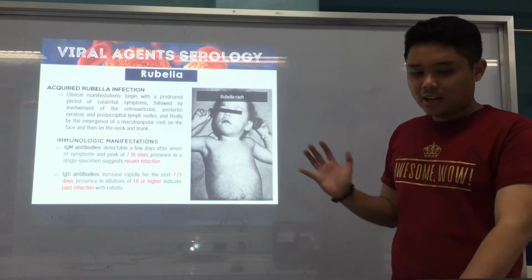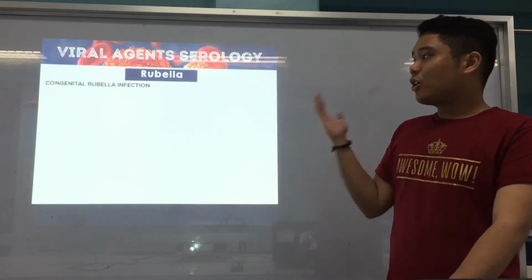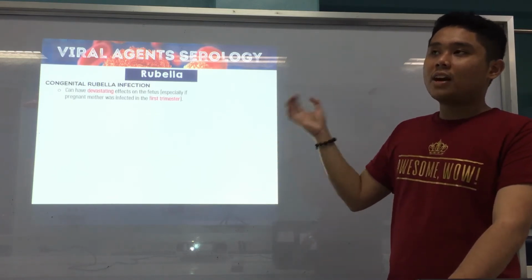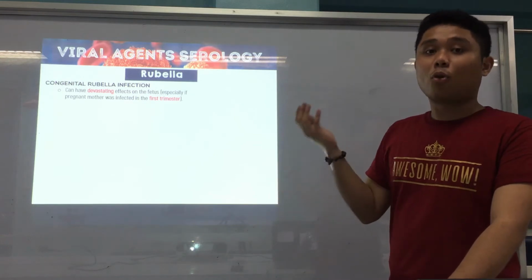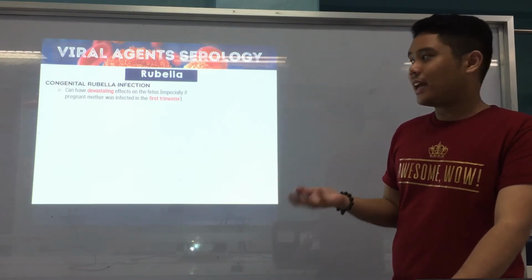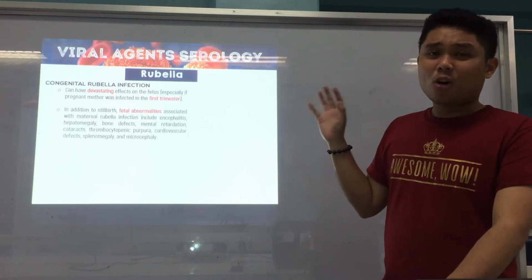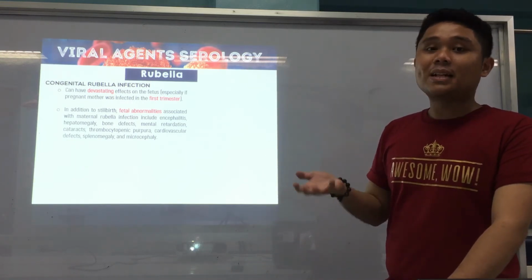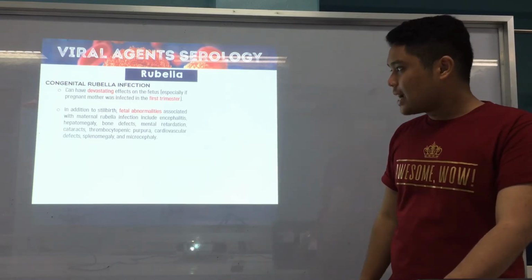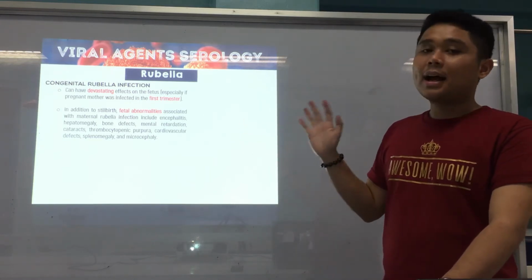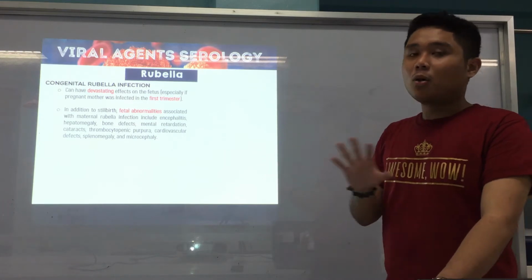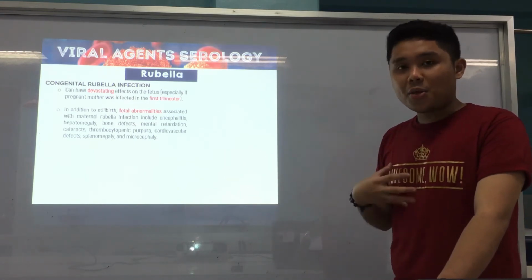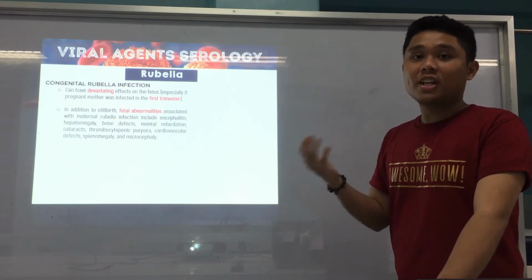Now, the other type of rubella infection is congenital. Congenital rubella infection is really devastating. It can cause very devastating effects for the newborn or infant. Aside from stillbirth, it can also cause congenital malformations, for example encephalitis, hepatomegaly, bone defects, and mental retardation. So a wide variety of congenital malformations can occur if a mother contracts rubella while she is pregnant.